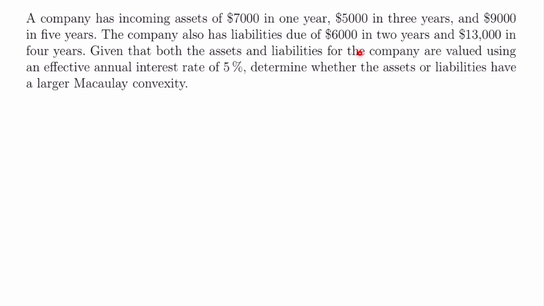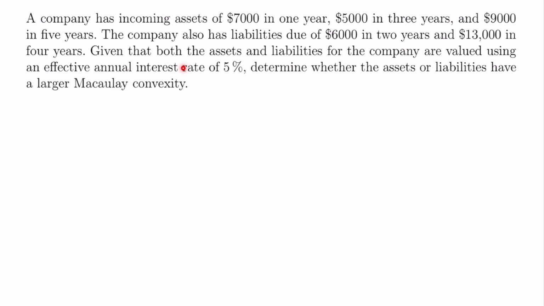So here's our second example. We have that a company has incoming assets of $7,000 in 1 year, $5,000 in 3 years, and $9,000 in 5 years. The company also has liabilities due of $6,000 in 2 years and $13,000 in 4 years. Given that both the assets and liabilities for the company are valued using an effective annual interest rate of 5%, determine whether the assets or liabilities have a larger Macaulay convexity.